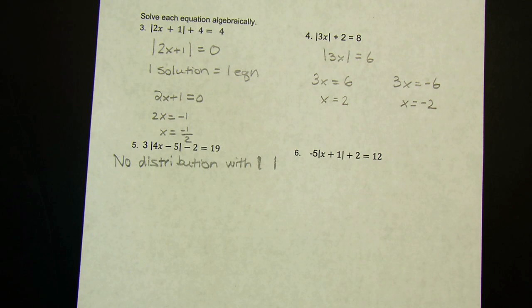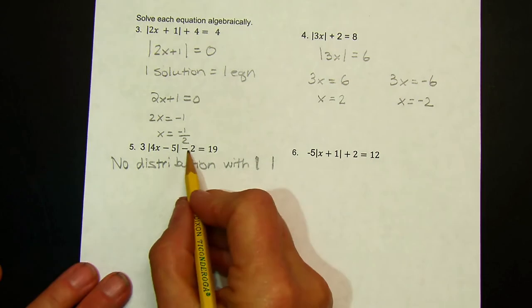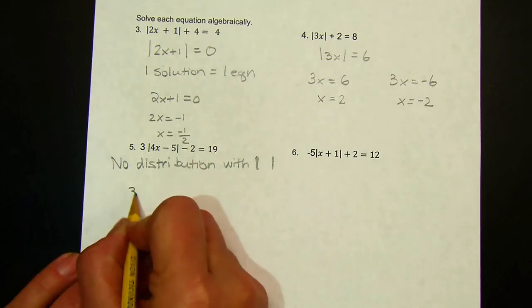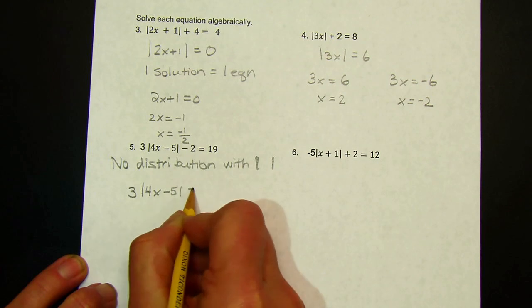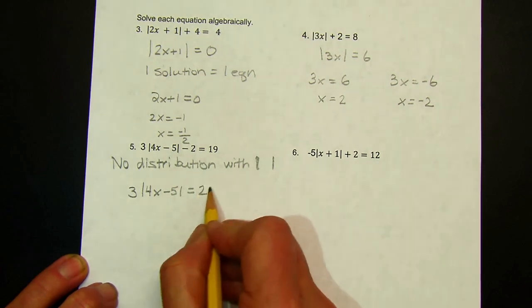So we still have to get the absolute value alone, though. So the first thing that you're going to get rid of, we always get rid of the addition and subtraction first. Okay, so I'm going to add 2 to both sides. So 3 times 4x minus 5. If I add 2 to both sides, I get 21.